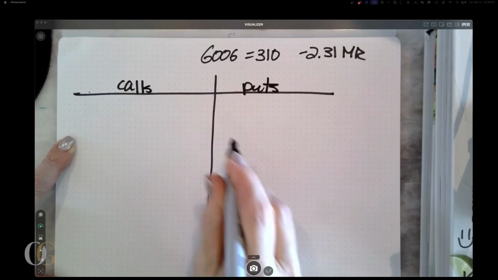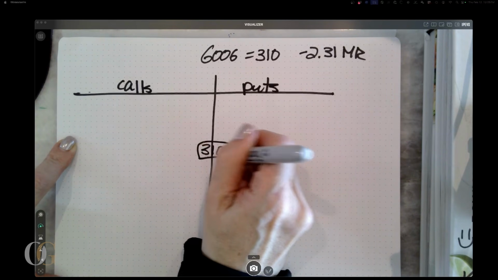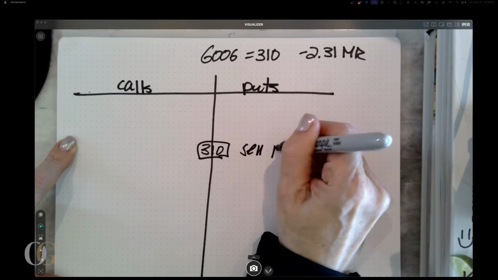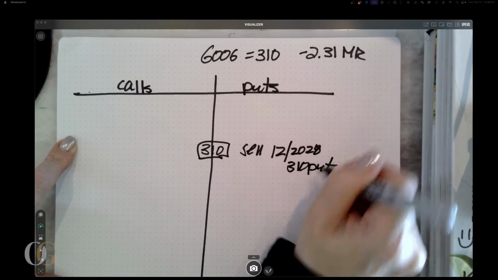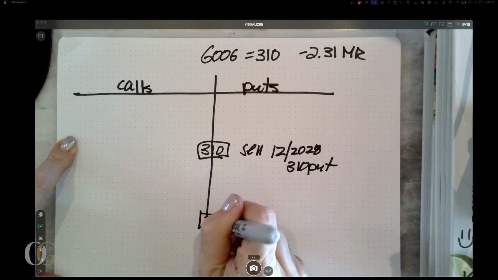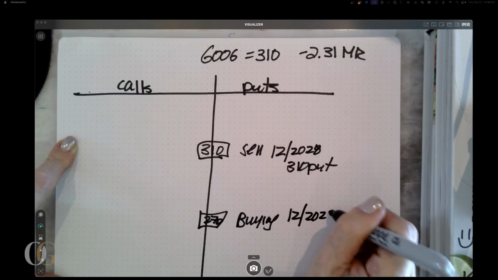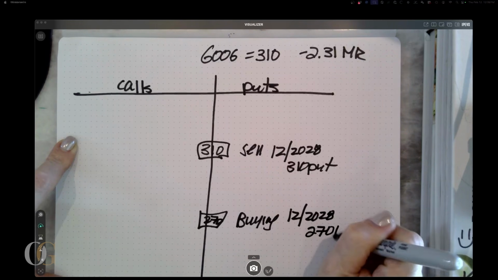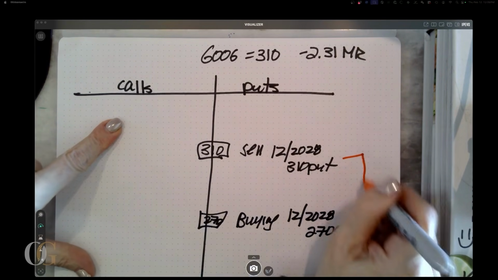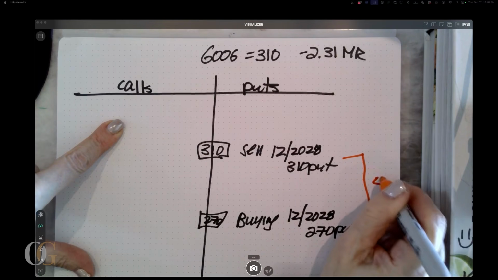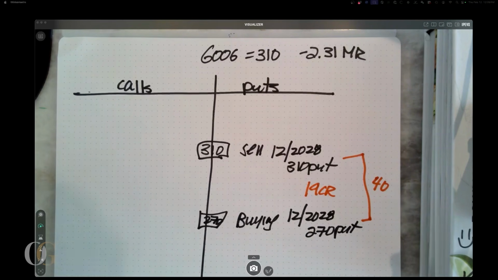So let me walk you through the trade. We just established that Google right now is trading at 310. I am selling the December 2028 310 put. I am buying a December 2028 270 put. That is my put spread. It is $40 wide. My target credit is 50%. Right now I can get a $19 credit, close enough, good enough.